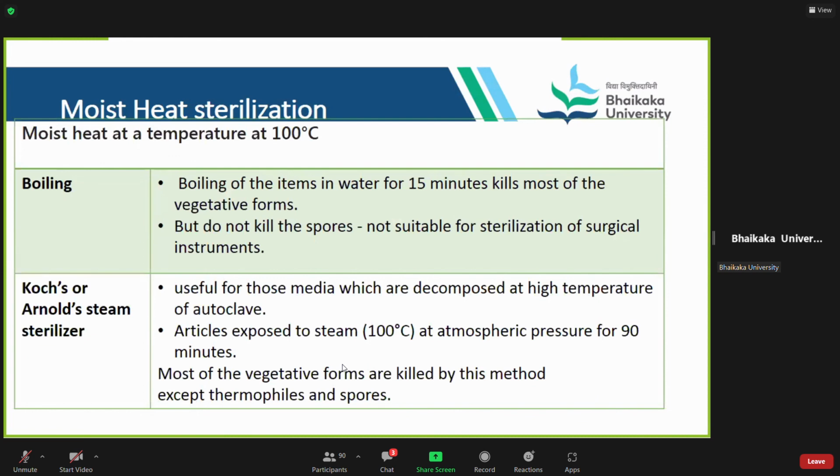Then you have Arnold's steam sterilizer. This Arnold's steam sterilizer is useful for media which get decomposed at temperatures of your autoclave. You are exposing the item to steam at 100 degrees Celsius. So this leads to killing of your vegetative cells, but of course not your spores and heat resistant organisms.